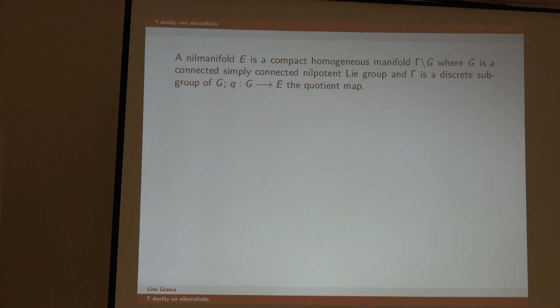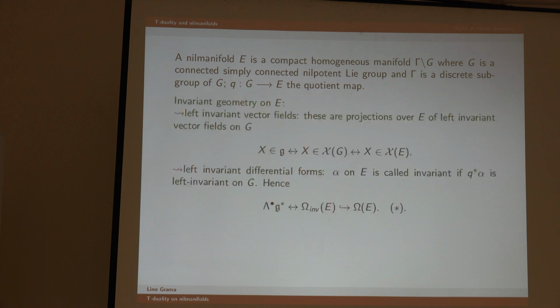Let's very quickly recall some basic definitions. A nilmanifold is a compact homogeneous space, a quotient of a simply connected nilpotent Lie group by a lattice, a discrete cocompact subgroup. Left invariant vector fields are projections of invariant vector fields of the Lie group, and left invariant forms we can pull back from the left invariant forms on G.